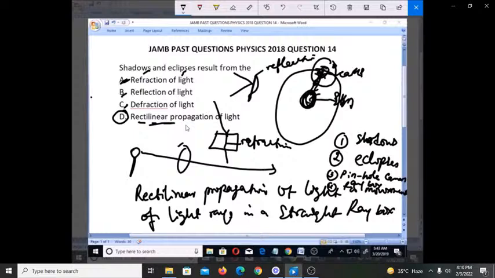But the movement of light that is responsible for shadows, eclipses, the pinhole camera effect, and the ray box effect is the movement of light in a straight line, which is also known as rectilinear propagation of light. Thank you.